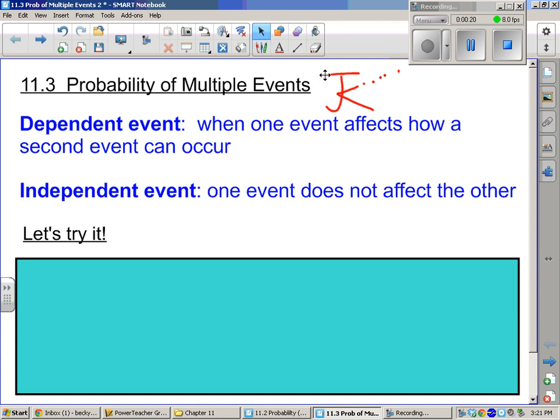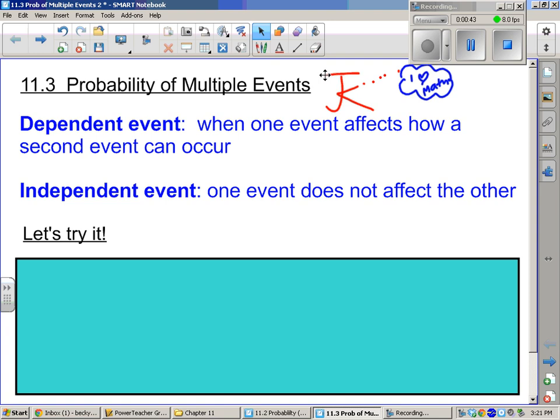11.3 probability of multiple events. Okay, meaning more than one. I heart math. Yeah, baby. Okay. Dependent event. So one depends on the other. So when one event affects how a second event can occur.